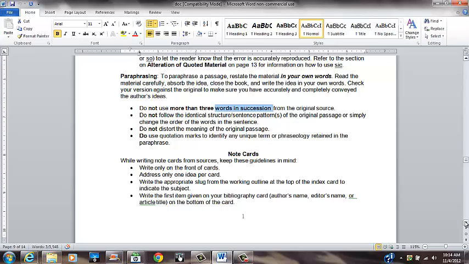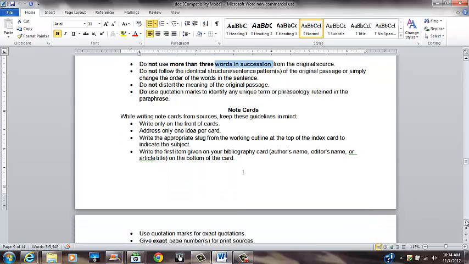Now, we're going to discuss the method to take those notes, and that method is using note cards. Note cards, we're talking about 3x5 index cards, and I'll give you an example of what that looks like in just a second.